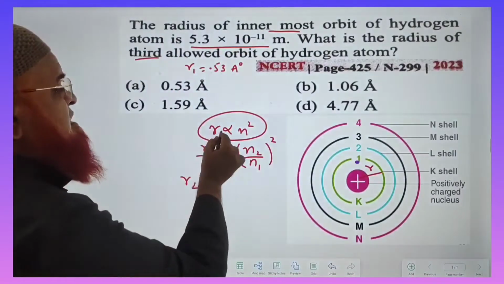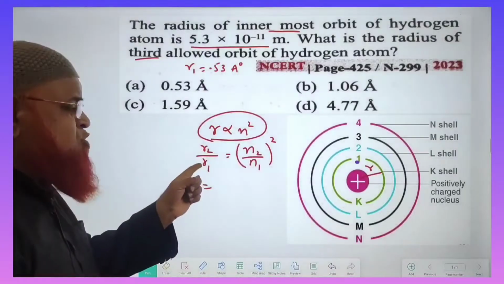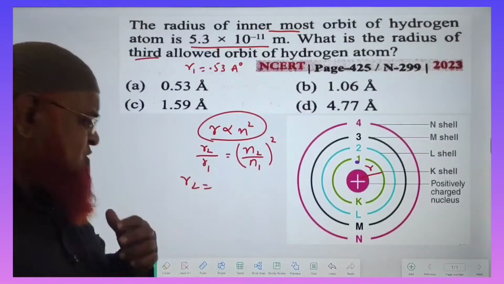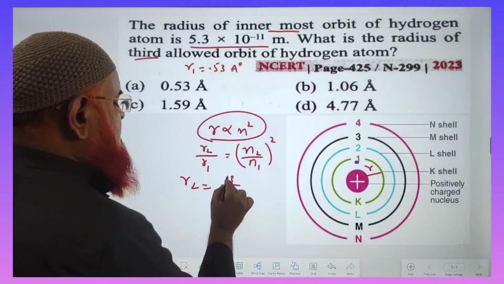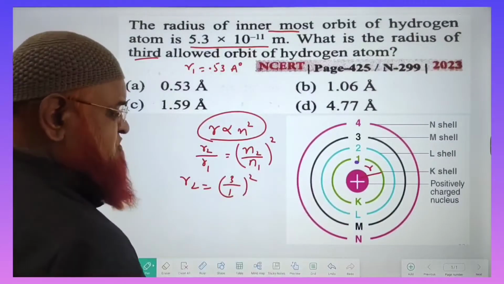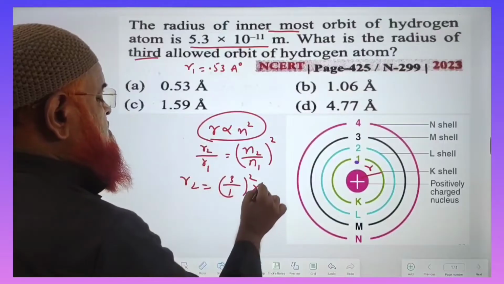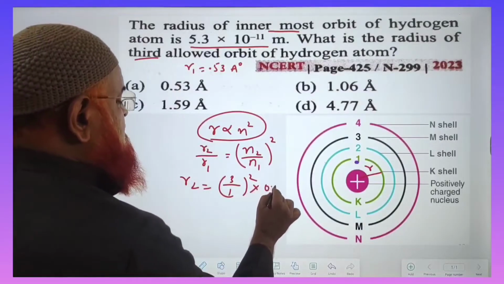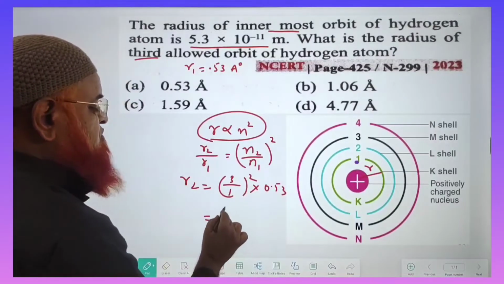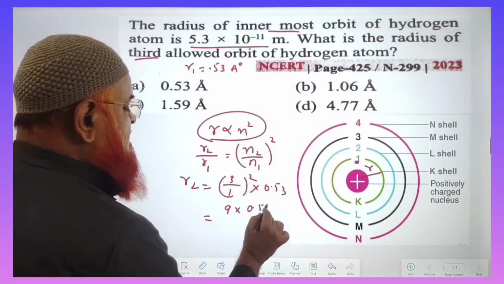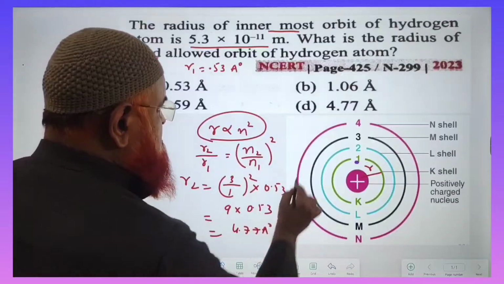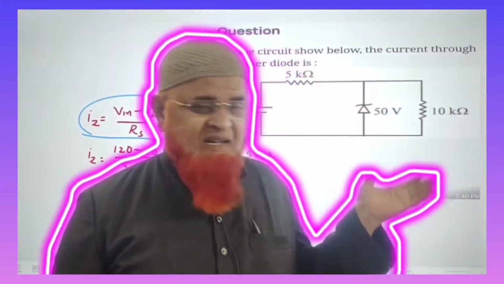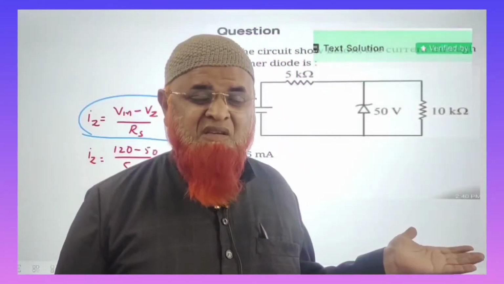That's it. R is directly proportional to n square, that is R2 by R1 is equal to N2 by N1 whole square. So R2 is going to become N2 by N1, that is 3 by 1, because third orbit to first orbit, whole square into R1. So you have to write R1, which is 0.53. Therefore 9 into 0.53 gives you 4.77 Angstroms. So D is the answer. And see the lengthy solutions which are given in the textbooks.